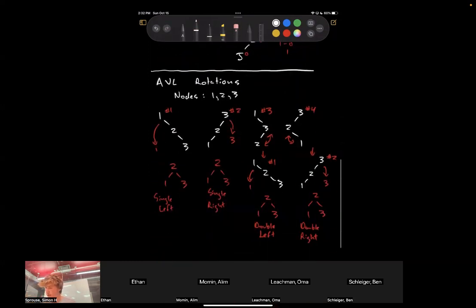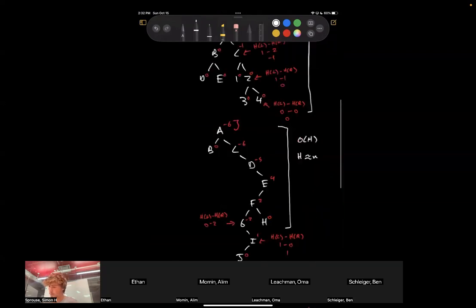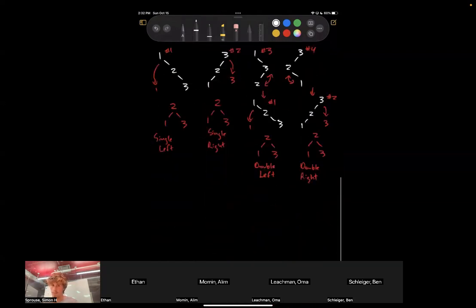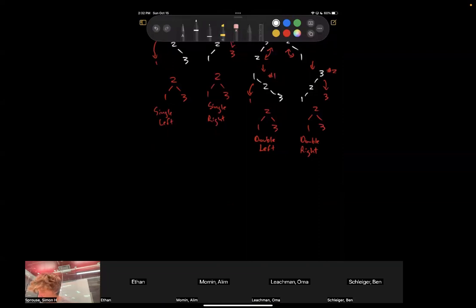And then here we've defined there are four possible ways in which you insert a node into a tree, and that node forces the tree to be unbalanced. And these are the mechanisms by which you can restore the balance. So a quick summary of what we've done so far. Let's do an example.